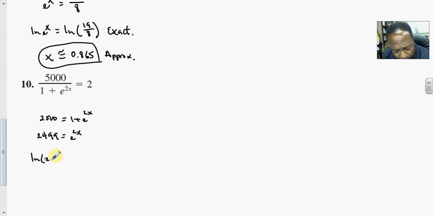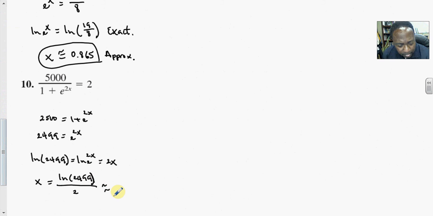This is the natural log of 2499 is equal to the natural log of e to the 2x, which is just 2x. Divide both sides by 2, so x is equal to, here is the exact number, the natural log of 2,499 divided by 2, and it's approximated by 3.9112.